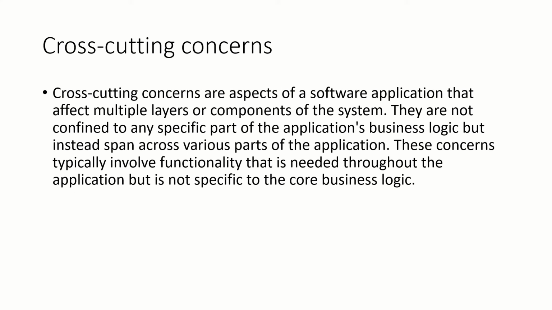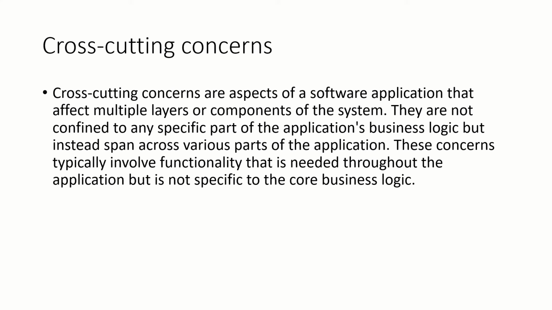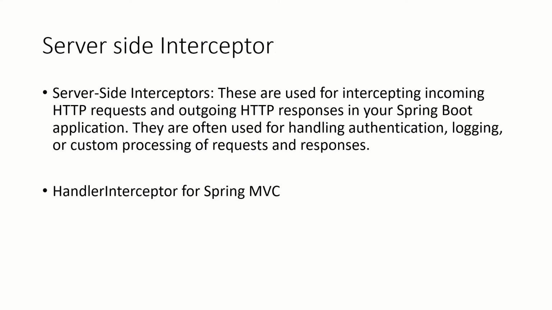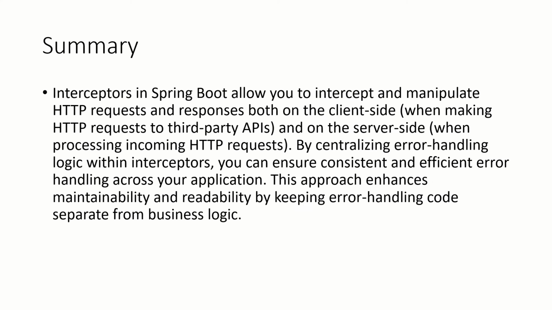Let me briefly recap what we discussed here. First of all, we discussed what is an interceptor, what is a cross-cutting concern, and then what are the different types of interceptor we have: client-side interceptor and how we can implement it, server-side interceptor and how we can implement it. And then we saw how we can do error handling using interceptors. And then we discussed all the things in the summary. So this is the introduction video of interceptors and the different types of interceptor we have.